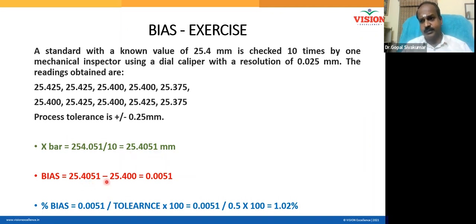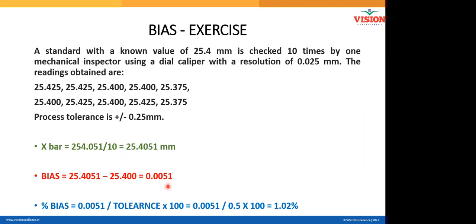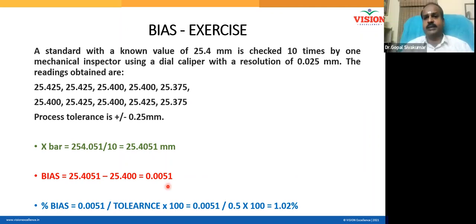25.4051, the observed value, minus the true value 25.4. What is the difference? 0.0051. 0.0051 is the bias. All of you understand how to calculate bias? If your observed value is more than the true value, your bias will be positive. If the observed value is lower than the true value, your bias will be negative. When your bias is positive, in order to get the true value, in order to do the calibration, the observed value should be subtracted by the bias.